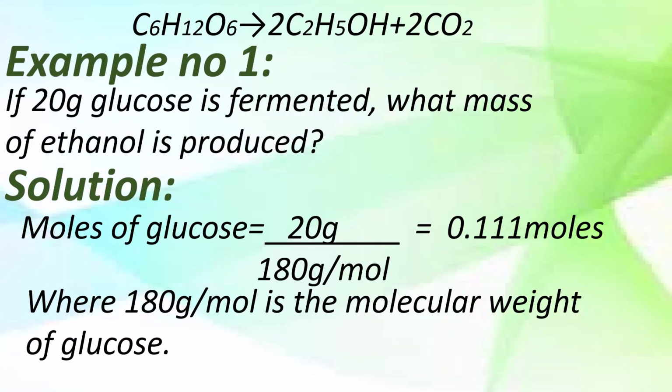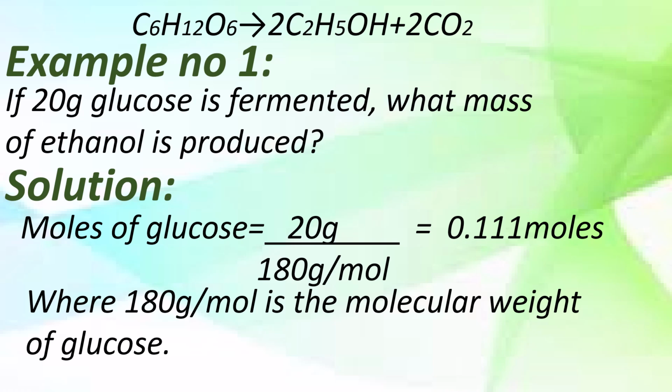This is the equation for ethanolic fermentation. C6H12O6 is the molecular formula of glucose. It produces 2 moles of C2H5OH, that is ethanol, and 2 moles of carbon dioxide. So it is complete fermentation of glucose into ethanol and carbon dioxide.